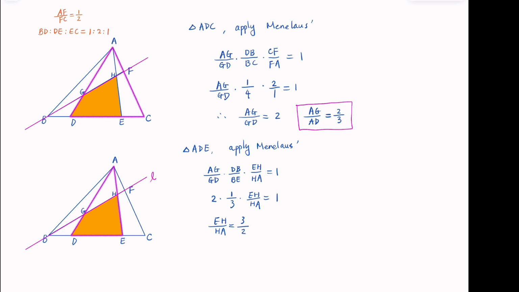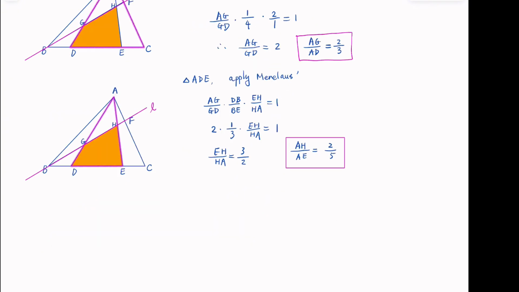So which means we try to find what is AH over AE, right? That's going to be 2/5, since EH over HA is 3/2. So this is 2/5 of the whole thing. Now we try to find the shaded area. We know that it's a difference from ADE. Earlier we know that the area of ADE is equal to 1/2.